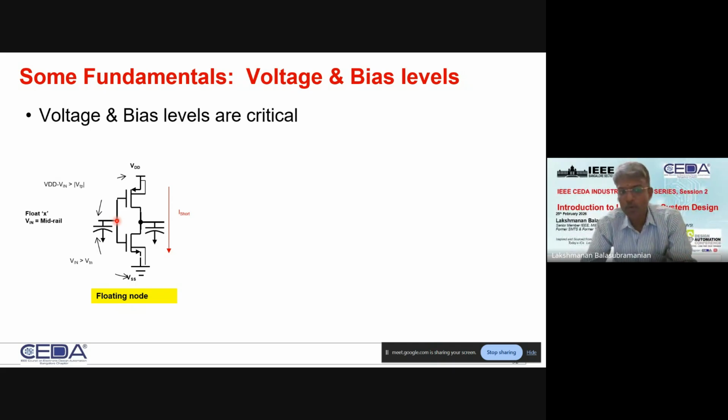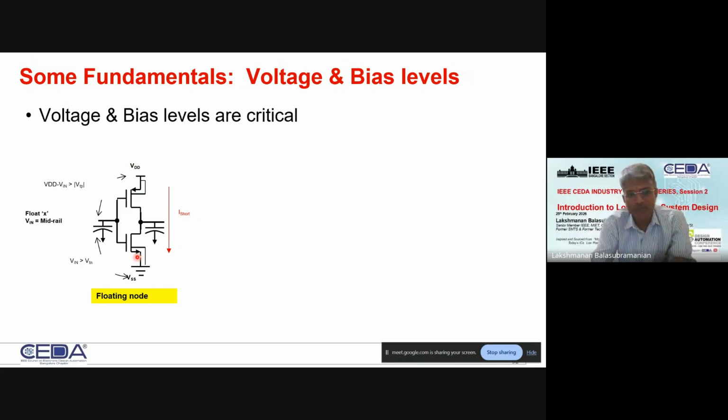When it remains floating, what it means is the physics takes over, and because of the relative leakage of the PMOS gate to VDD, and the NMOS gate to ground, and various other factors that are operating, the temperature and various other things, 99.9% of the time, if you give enough time for it to settle, this node will settle to mid-rail. When I say mid-rail, it won't be exactly VDD by 2, but there is a band around VDD by 2, right?